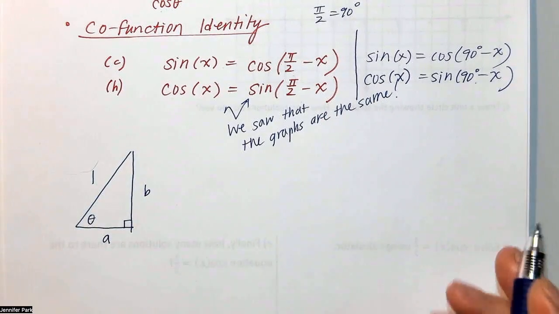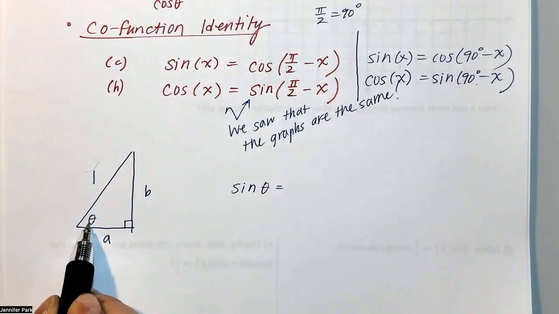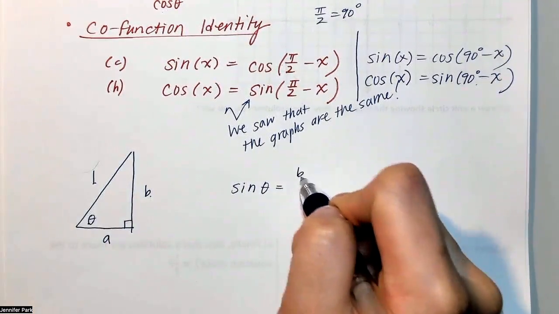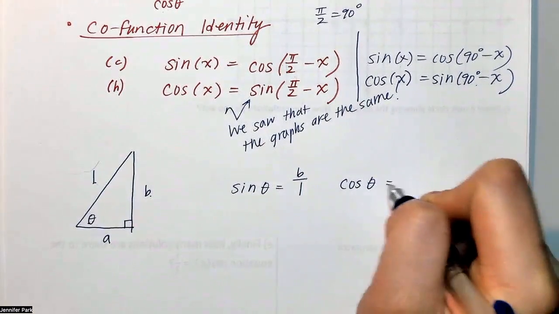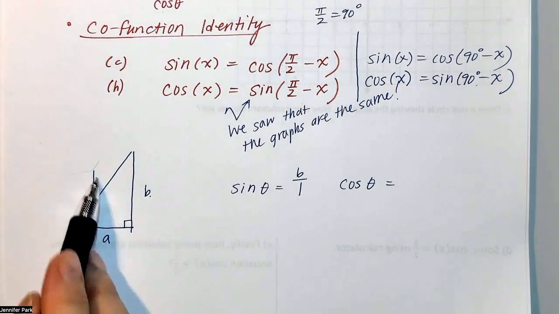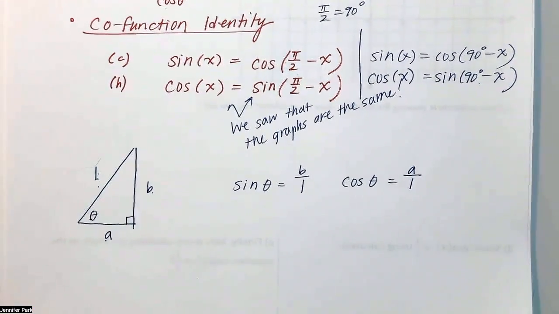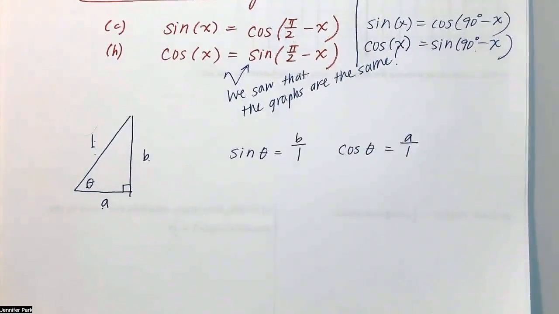Now, for this triangle, I know that the sine ratio, the sine of that angle, is opposite over hypotenuse, so it's going to be B over 1. And cosine is adjacent over hypotenuse, so it'll be A over 1. Okay, that's true. That's how you use the trig ratios, sine and cosine.